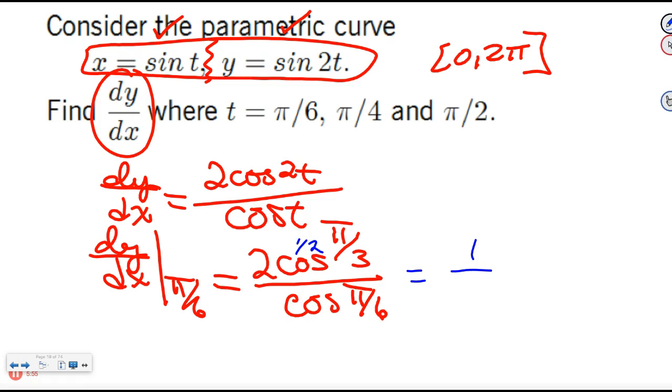Are you confident, what's cosine pi over 6? Root 3 over 2, that's a complex fraction. We never leave it, right? So we'd have 2 over root 3, and that you're allowed to leave. It's better than 2 root 3 over 3, right? So that's done, easy peasy. You guys go do it at pi over 4.